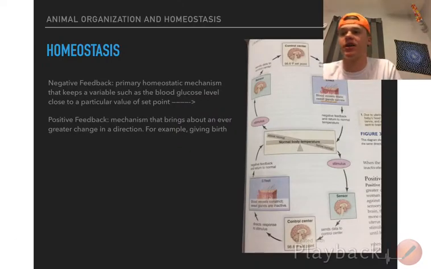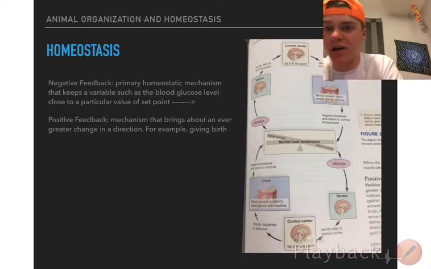And the last thing I'll touch on is homeostasis. And the main thing in homeostasis is negative and positive feedback. Negative feedback is the primary homeostatic mechanism that keeps a variable such as blood glucose level close to a particular value, the set point. And then positive feedback, a mechanism that brings about an ever greater change in the same direction. For example, when a female gives birth.